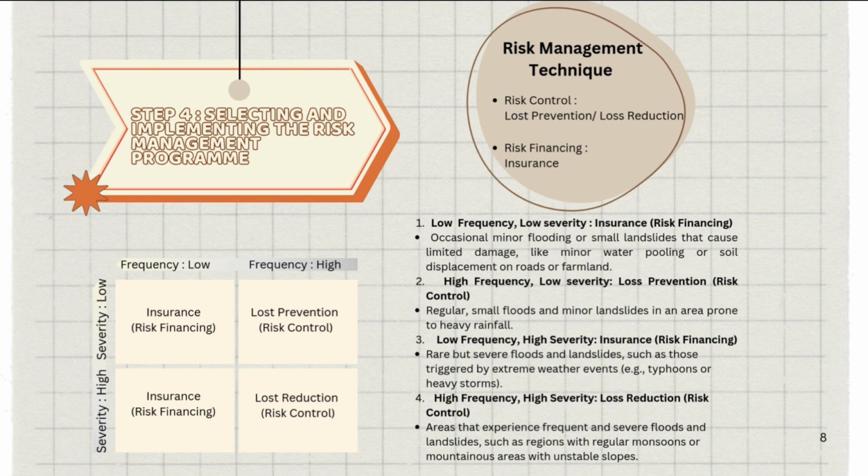The third one is low frequency, high severity, for insurance in risk financing. Rare but severe floods and landslides such as those triggered by extreme weather events such as typhoons or heavy storms. For high frequency and high severity, loss reduction for risk control, areas that experience frequent severe floods and landslides, such as regions with regular monsoons or mountainous areas with unstable slopes.